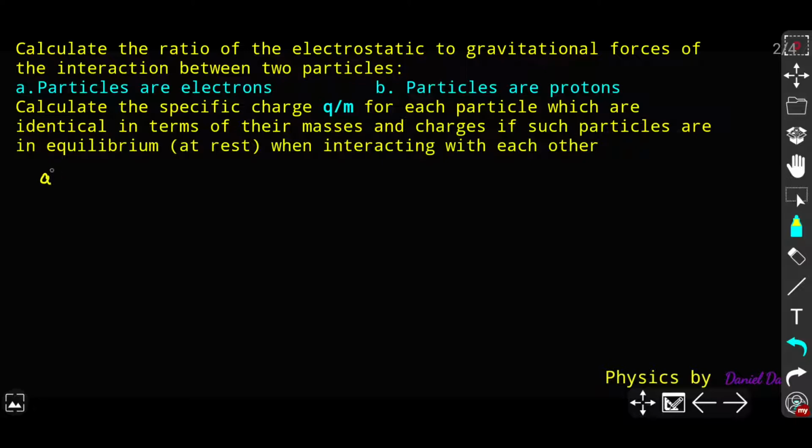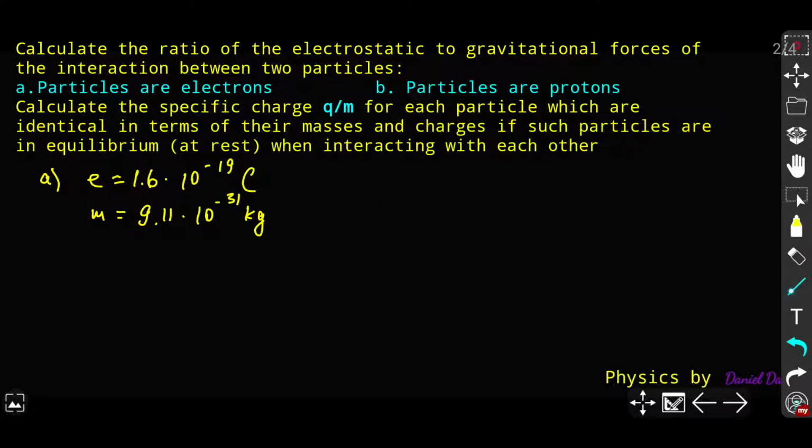So question A is about electrons. In this case I will use the charge of the electron, which is e, about 1.6 times 10 to the negative 19 coulombs. It's quite small. That's our constant. Also, we can use the mass, which in our case is 9.11 times 10 to the negative 31 kg. So those are constants that you need to know.